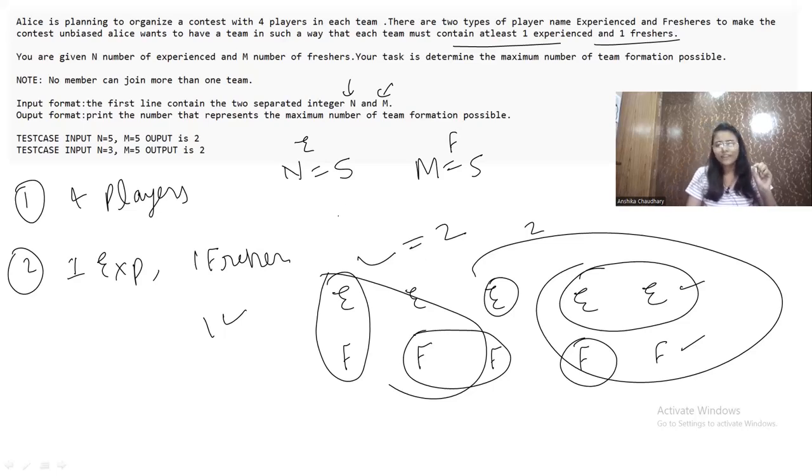So I say that it will be the minimum of n and m, right? So suppose n equals 6 and m equals 3, okay, experienced people are 6 and m equals 3 means freshers are 3. So how many maximum teams can we make? Only 3, because in every team it is needed that one fresher must be there. If there are only 3 freshers, at max we can make only 3 teams, right? So the maximum possible formation can be 3 only.